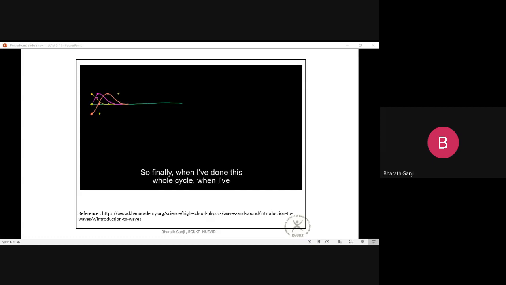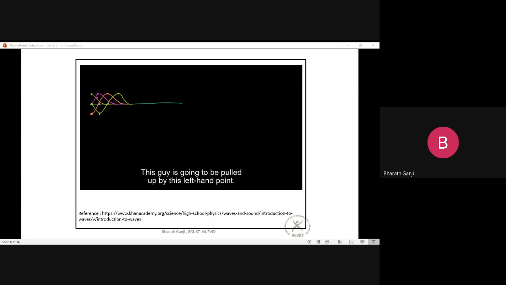So finally, when I've done this whole cycle, when I've moved up, down, and back there again, my rope might look exactly like this. And I could let go of the rope. I could just leave this left hand, this little left point, right there. And this lump is going to propagate along the rope, because in the next moment of time, what's it going to look like?